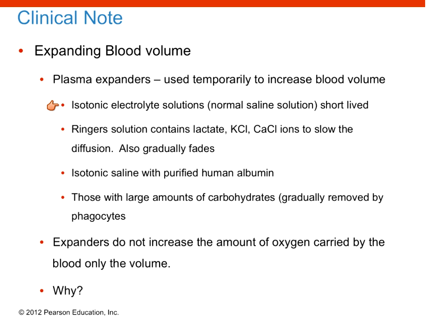Ringer solutions contain potassium chloride and calcium chloride ions, and they can slow down that rate of diffusion of plasma going into the interstitial tissues or into the lymphatic vessels. Isotonic saline with purified human albumin is another example of an expander. It'll also slow it down a bit because now we have this plasma protein that keeps the plasma from leaching out too quickly. And then large amounts of carbohydrates will also do that. But eventually, through phagocytosis from your various different cells, those carbohydrates will be consumed and removed.